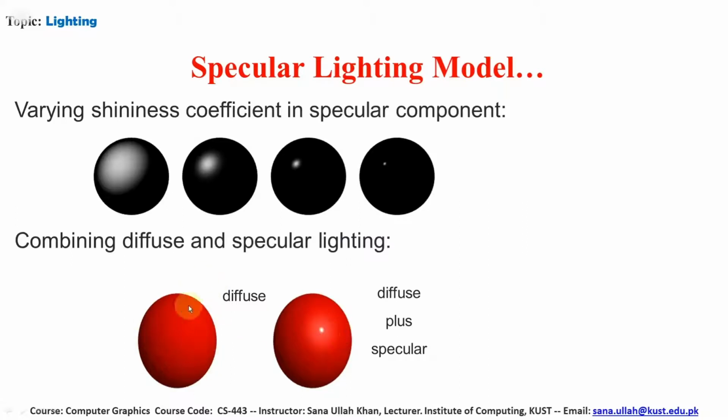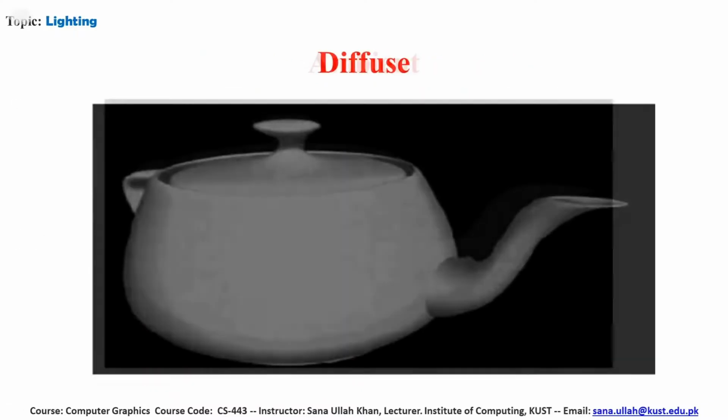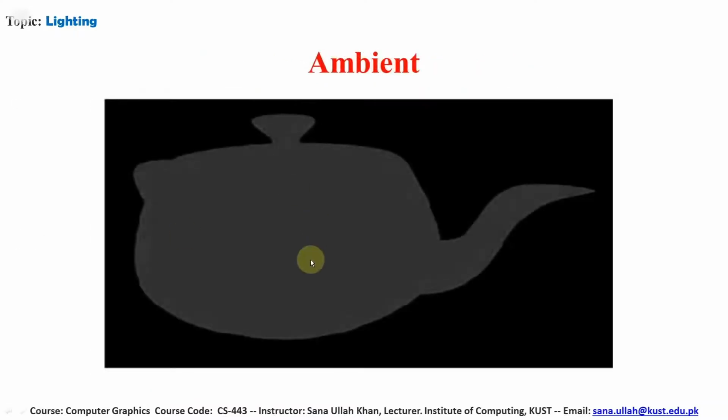This is the result of diffuse, and this is the result of specular. If we combine them, then it will give a result that looks like this. This is the result of ambient, where light is not properly focused on this object, but it is reflected by some other objects.